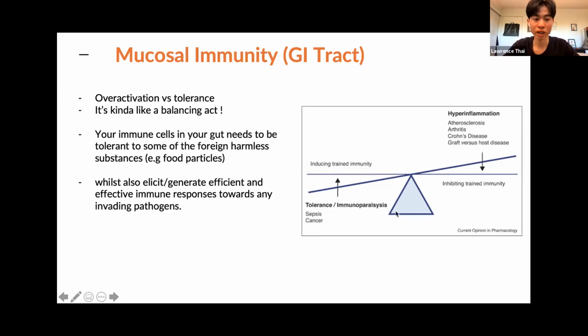And so you don't want your immune cells to be trained to attack everything, because otherwise you would get inflammation and you'll get tissue damage of your gut. And that's bad because that would impair your absorption. But on the other hand, you don't want it to not respond to dangerous things. Otherwise you have a risk of getting infected and then causing systemic infection like sepsis or even cancer.